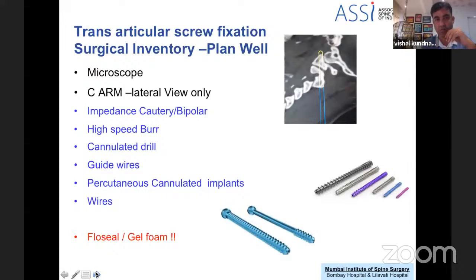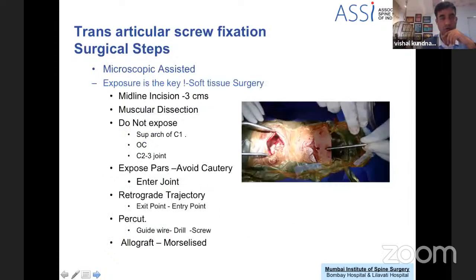I always do it under microscope guidance using a C-arm, lateral view only, no need of AP. A high speed burr and cannulated drill are extremely important, and be ready to deal with bleeding, because no matter how good a master you are, sometimes vertebral arteries can be really nasty, and you may really want to control that and be ready, which Umesh is going to tell us how we are going to do.